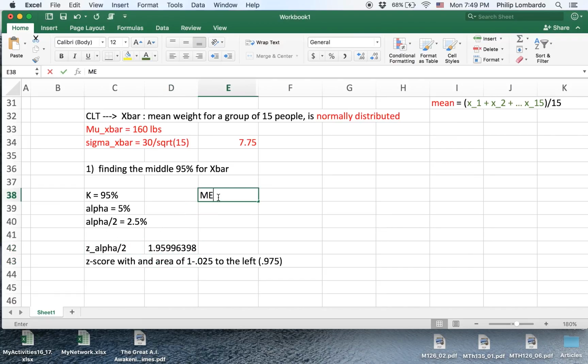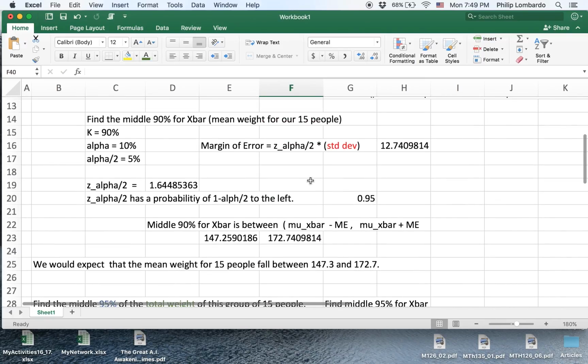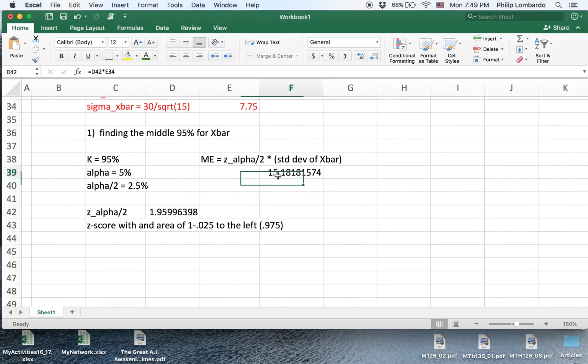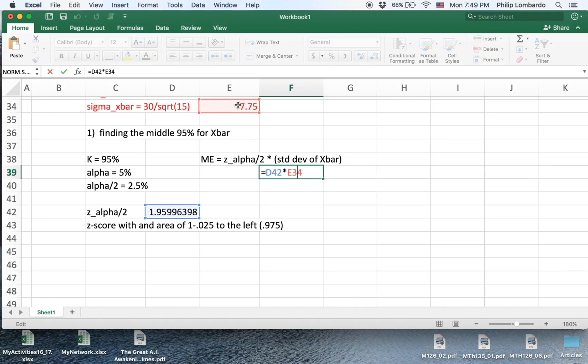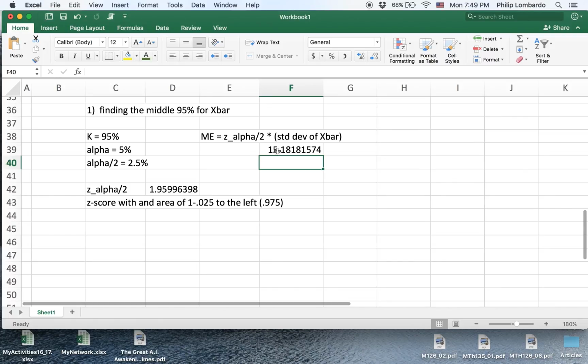Okay? Our margin of error is still just going to be the z alpha over 2 times our standard deviation of X bar. So in this case, we're still using z-score times the standard deviation of our sampling distribution. So this won't change either. Oh wait, it will change because our z alpha over 2 changed, sorry. But the standard deviation piece we used didn't change. Okay, so this is our margin of error.